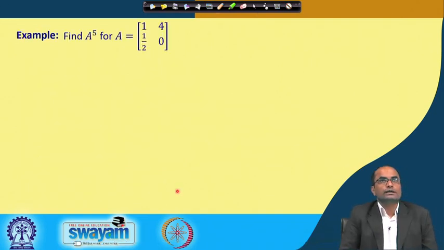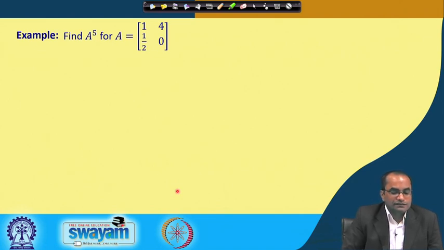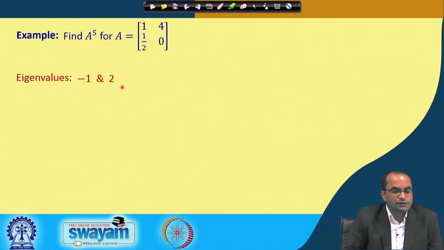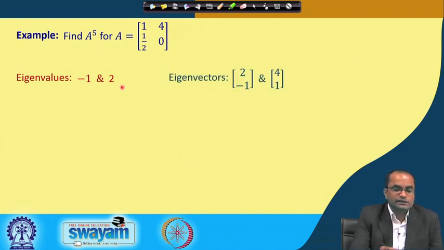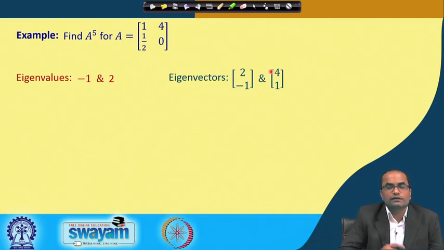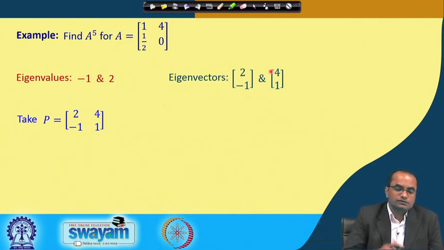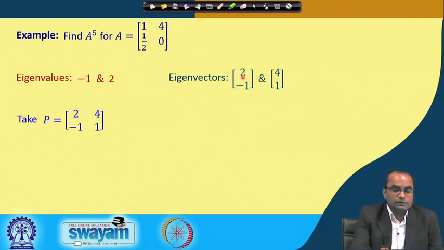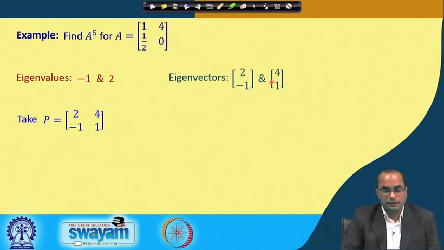So, let us go through one example which says: find A power 5 for A equal to 1 4 and half 0. To do so we have to compute the eigenvalues and also the eigenvectors, because we need that P and we also need that diagonal matrix. In this case the eigenvalues come out to be -1 and 2, and then we compute the eigenvectors: corresponding to -1 it is 2 -1, and corresponding to 2 it is 4 1. Having this we can now form the model matrix P, placing these eigenvectors as the columns. So, the first column we have 2 -1, and the second column we have 4 1.